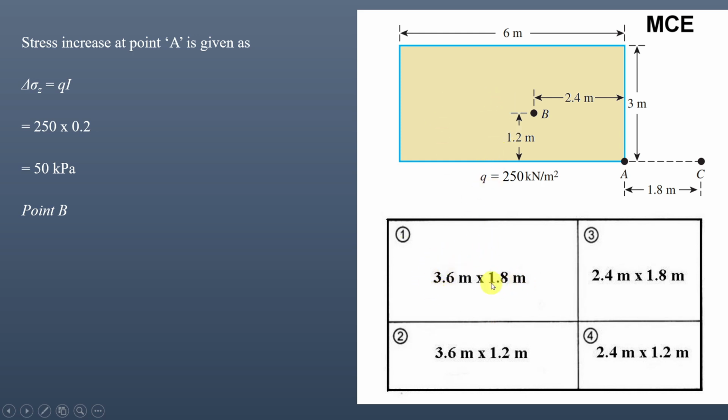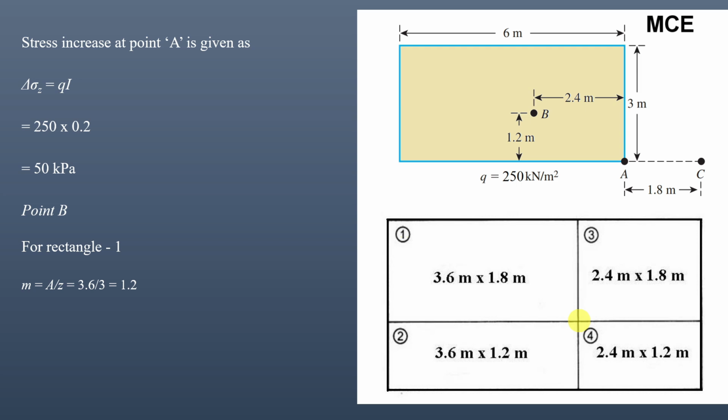The first rectangle will be 6 minus 2.4, which is 3.6 meter, and 3 minus 1.2, which is 1.8 meter. The second rectangle will be 2.4 meter multiplied by 1.8 meter. The third rectangle will be 3.6 meter multiplied by 1.2 meter, and the fourth one will be 2.4 multiplied by 1.2 meter. We will find the stress increase for all of these 4 rectangles at this corner point. For the first rectangle, length is 3.6 meter and width is 1.8 meter.